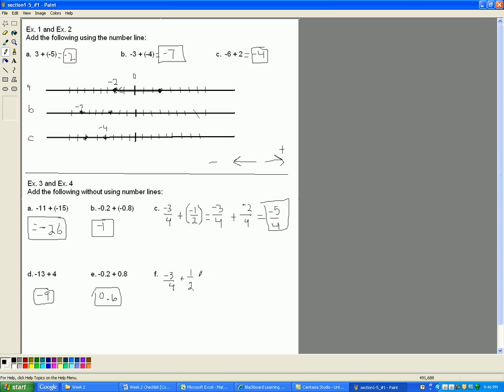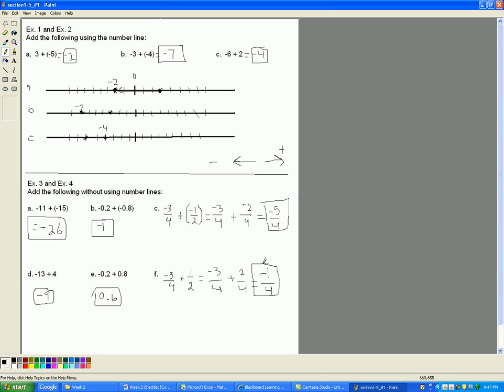And again, these are just fractions. We know our common denominator is going to be 4. So we have negative 3/4 plus 2/4. We know our denominator is going to be 4 in our final answer. And now we just have to perform the operation on the numerators. Negative 3 plus 2. So we owe 3, we find 2, we're only down 1. So negative 1/4 is our answer here.